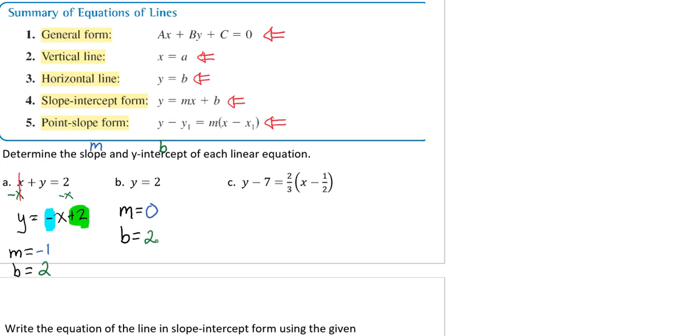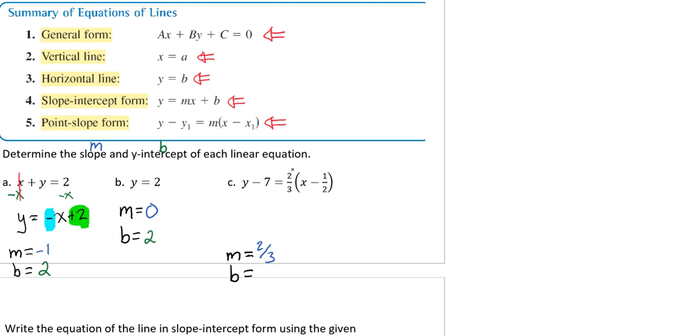Let's take a look at letter C. Here, for letter C, we have this in point-slope form to begin. So what we're going to want to do, well, we can get the m really easy because it's right there in the front, right? Here's our m, because it says m times. So we'll write our m down first, and we'll put it down here because we're going to need some room. So m equals 2/3. But now we still need to get our b value.